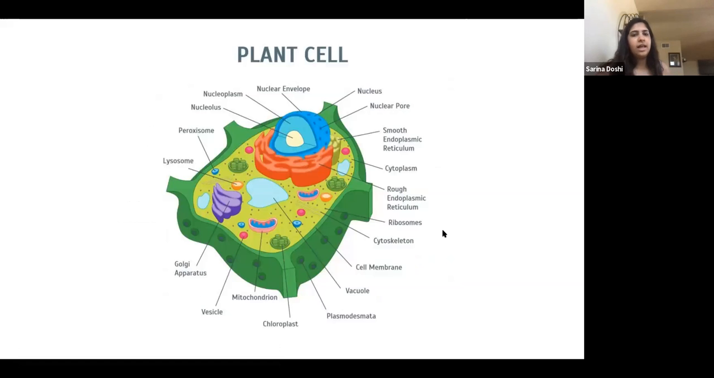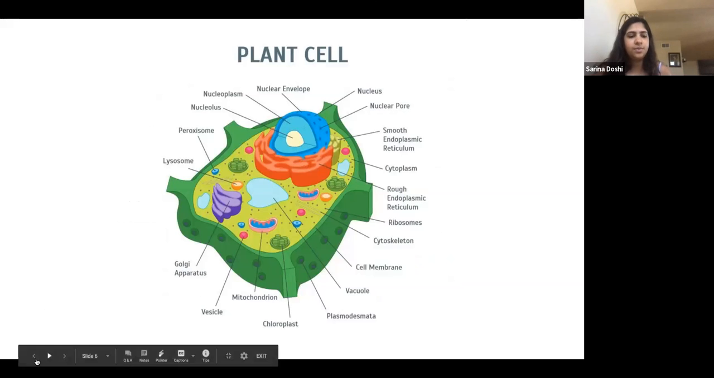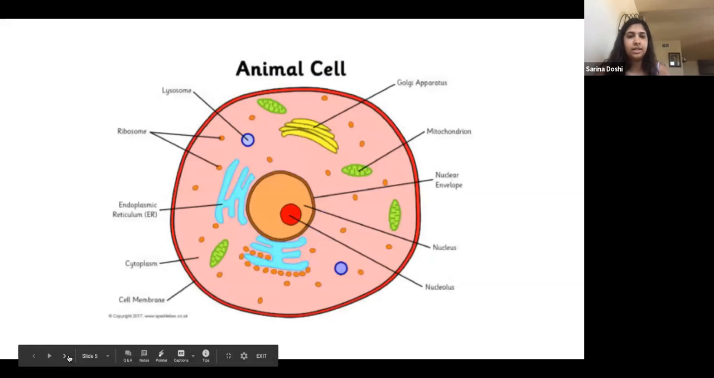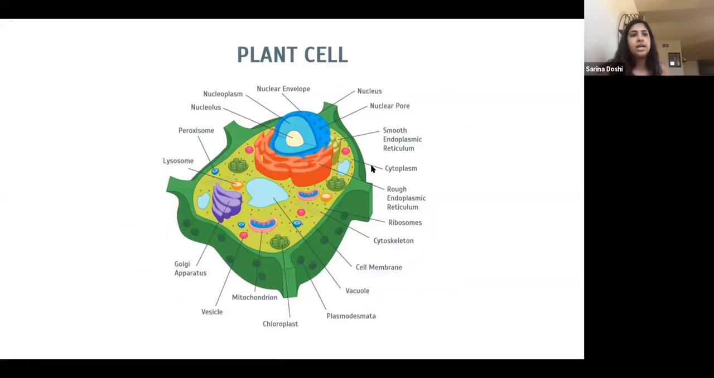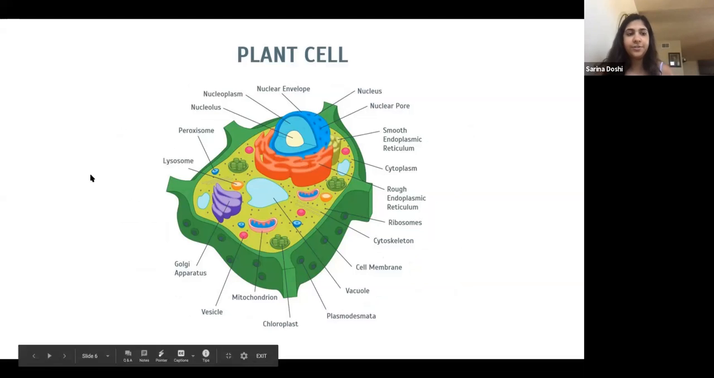Here we have a plant cell, and the difference between the animal cell and the plant cell, the most notable thing, is probably the shape of a plant cell. Can anybody tell me some features that you would find in a plant cell that you wouldn't find in an animal cell? It can be organelles, it can be structural, anything. I'll give you a few seconds, either unmute yourself or type it into the chat.